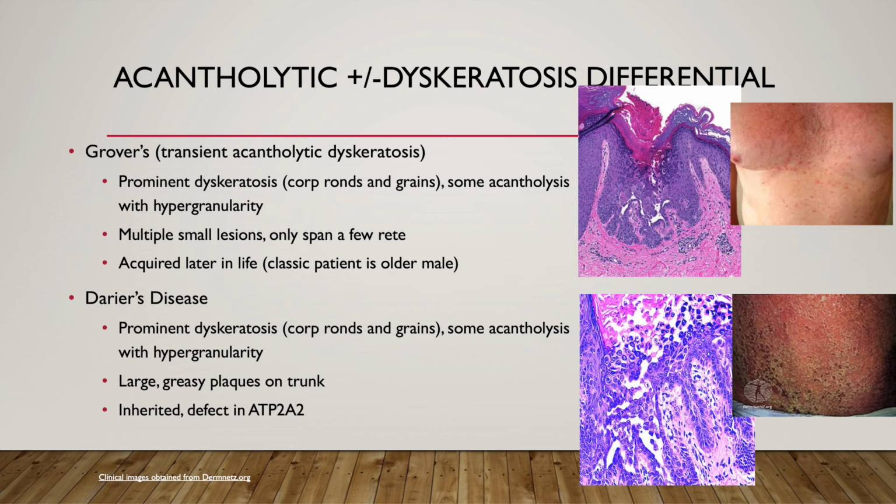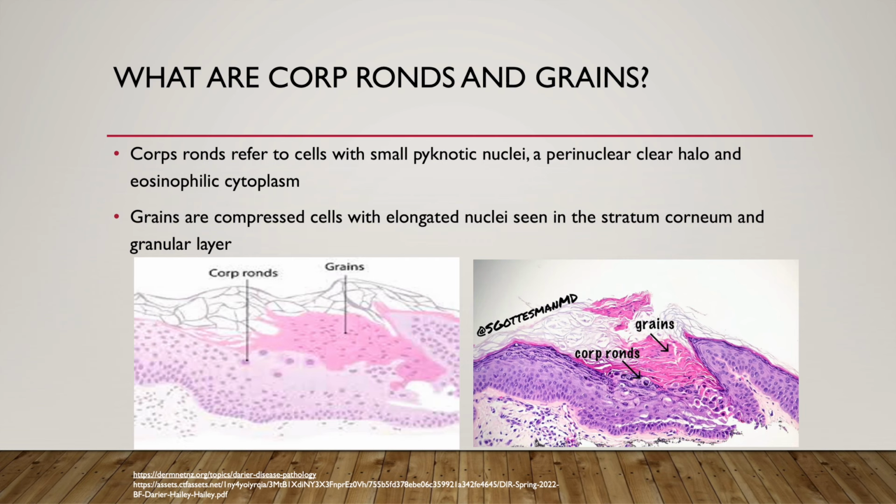Darier's disease, you'll have prominent dyskeratosis with your corps ronds and grains, some acantholysis with hypergranularity. Clinically it's a large greasy plaque on the trunk, and it's an inherited defect in ATP2A2. So what are corps ronds and grains? I've always been confused. So I hope this clarifies things.